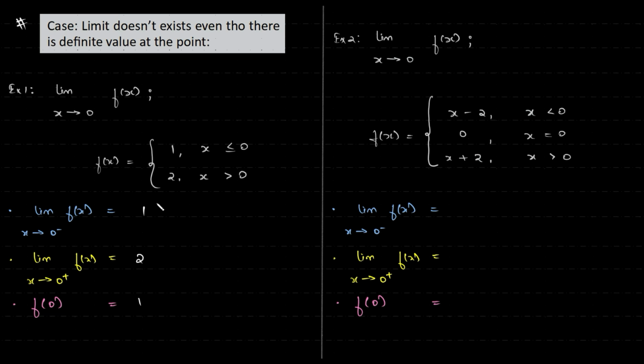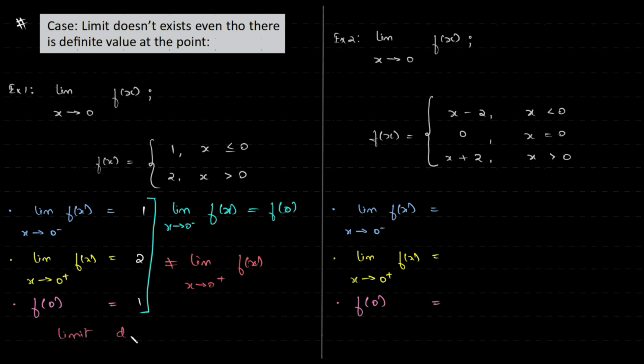In this case, we have the following. We have the function, one of the limits is equal to the actual value. So both of them are equal. But they're not equal to the other limit. So in this case, what should we conclude? Limit does not exist.